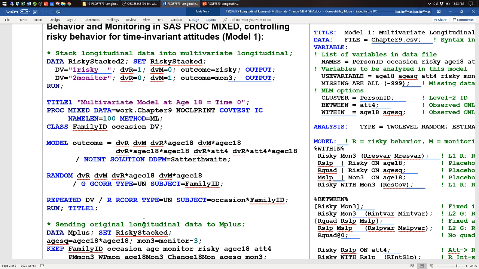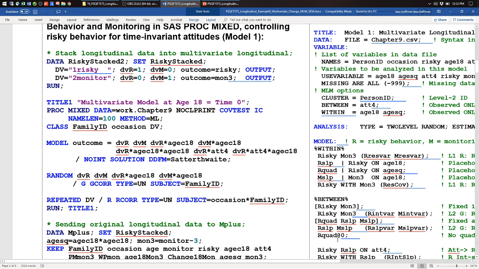So I am creating a new data set called risky stack 2, and the first time through, I'm creating a variable that is just an ID variable. Number 1 is going to be risky, number 2 is going to be monitor. I'm creating my 2 dummy codes, DVR and DVM, and then 1 single column for outcome. The first time through, it's going to be filled with the risky behavior column, write a new line of data. The second time through, it's going to be filled with the monitoring column, write a new line of data. So they're going to be interwoven: 1, 2, 1, 2, 1, 2, 1, 2.